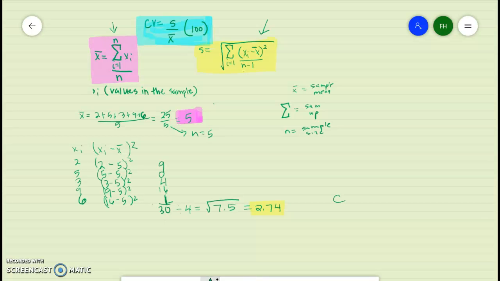And so we're going to do our coefficient of variation, which is the standard deviation divided by the sample mean. And we're going to times that by 100. So when we do that, we're going to do 2.74 divided by 5 times 100. So 2.74 divided by 5 times 100, you're going to get 54.8%.